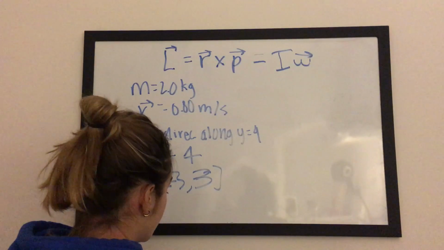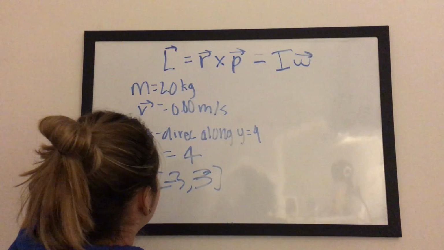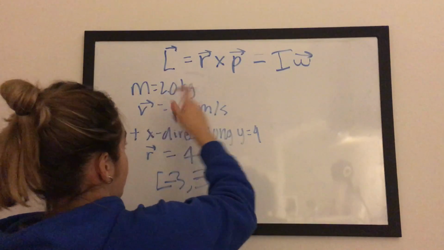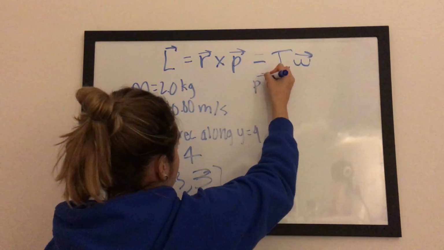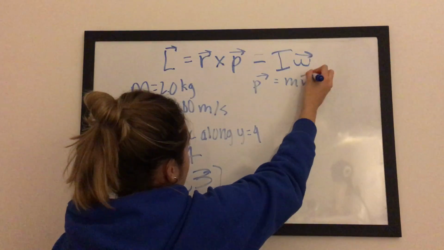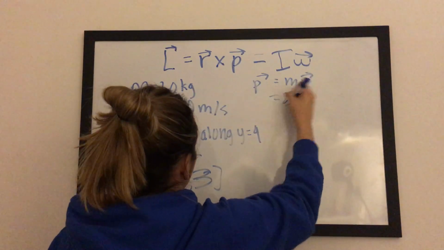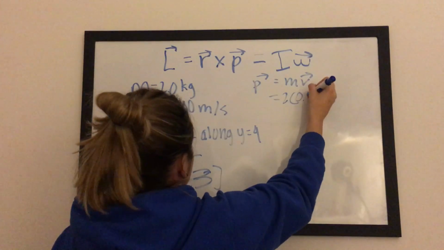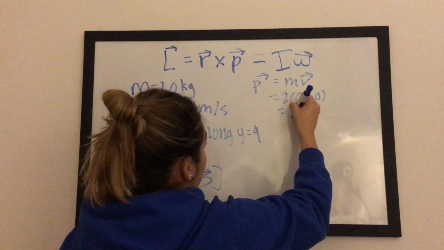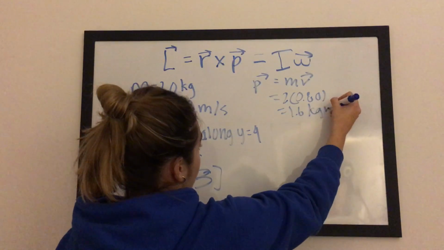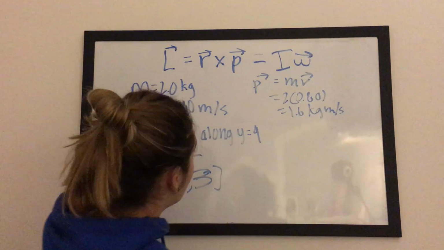So given what we know, we can go ahead and calculate momentum, given that we have m and v, and the formula for momentum is m times v. So I'm going to go ahead and plug in mass, which is 2, and velocity 0.80, and we yield 1.6 kilograms meter per second.